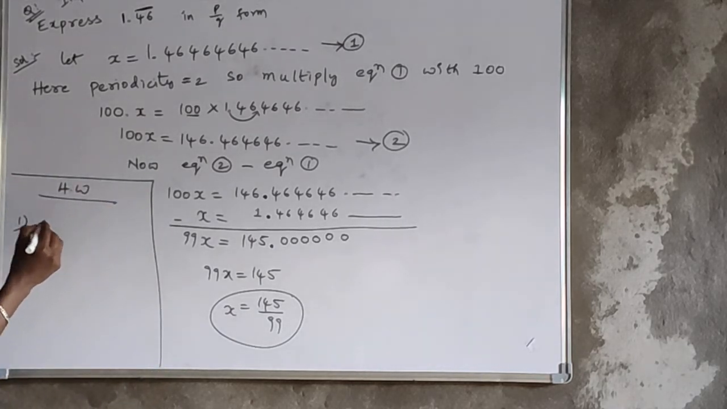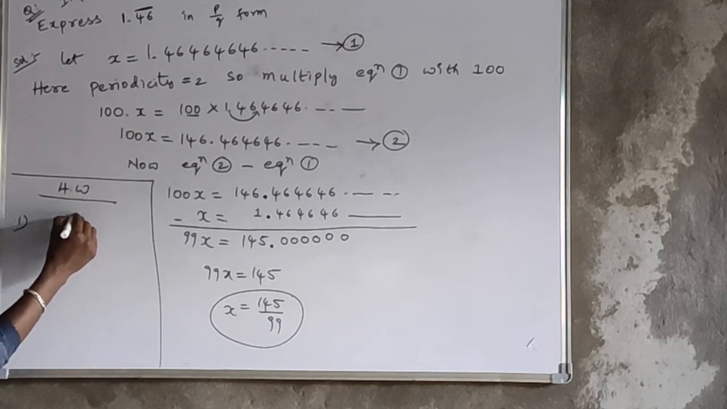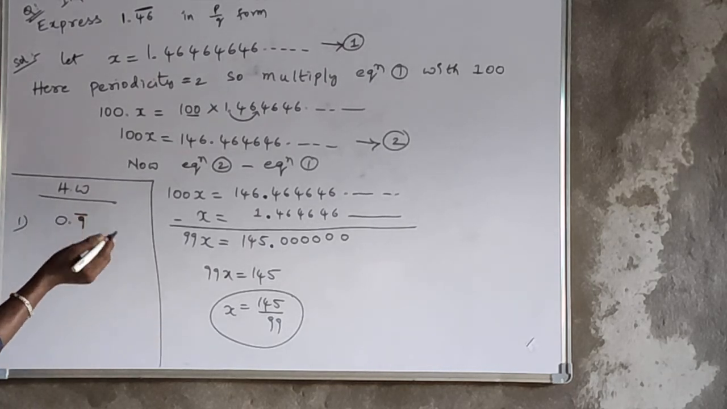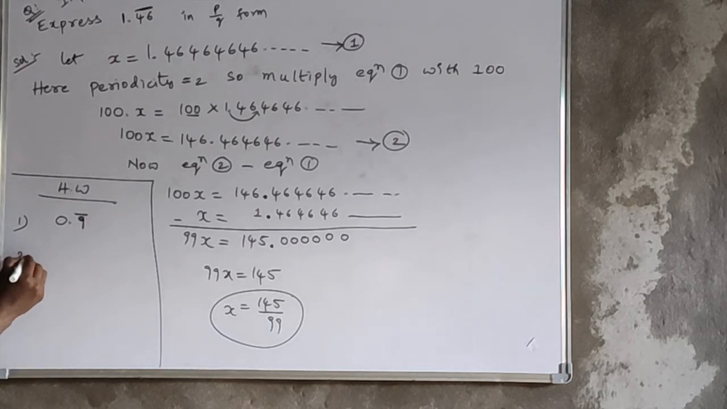Now homework for all. Try to express 0.9 bar in p by q form, and the second one, 1.43 bar. Yes, do these two problems as homework. Okay, thank you.